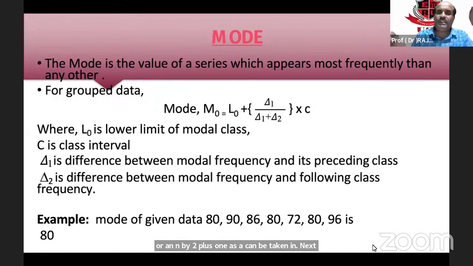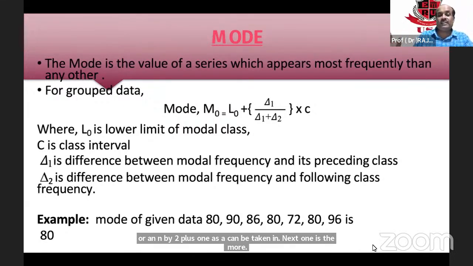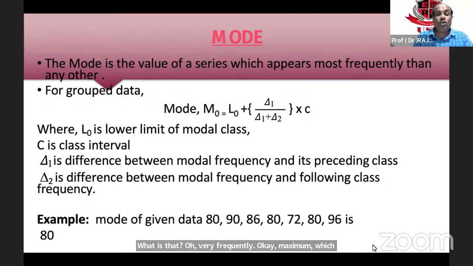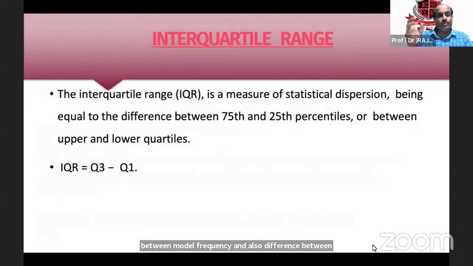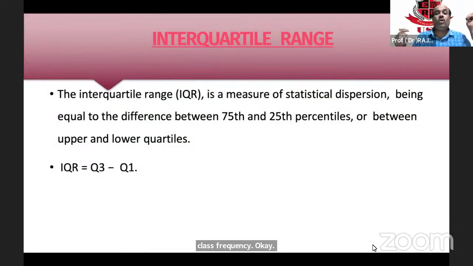Next one is the mode. The mode is the item that occurs most frequently, the maximum occurrence. For grouped data you can calculate it by M0 = L0 + (Δ1 / (Δ1 + Δ2)) × C. Here L0 is the lower limit, C is the class interval, and Δ1 and Δ2 are the differences between the modal frequency and the neighboring class frequencies. So the mode is the value which occurs the maximum number of times.